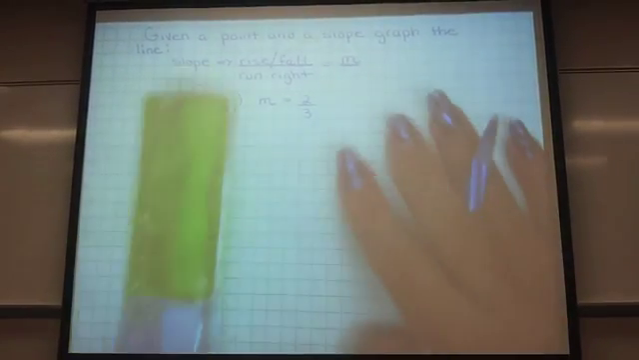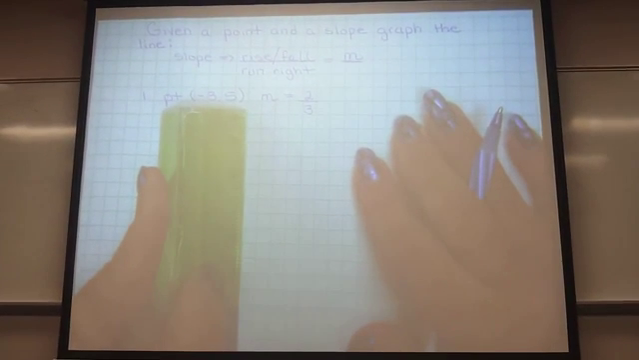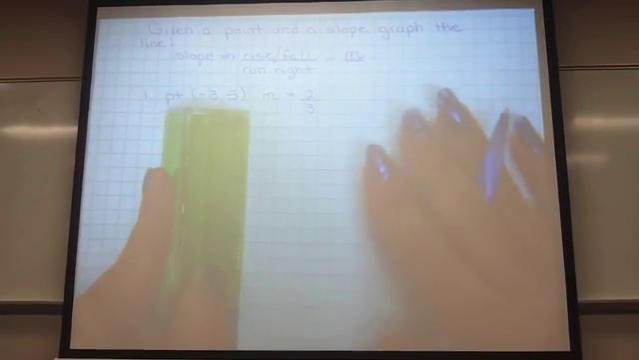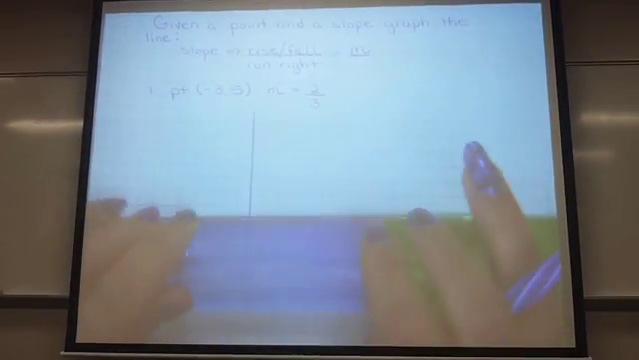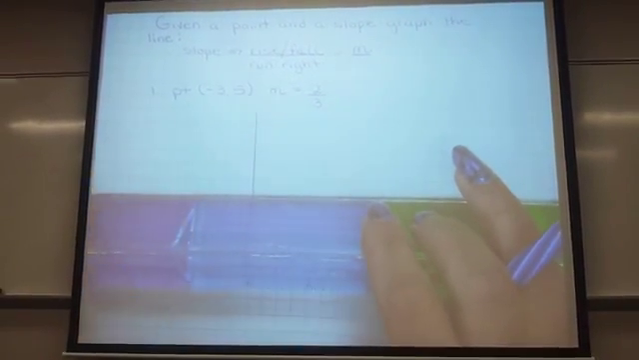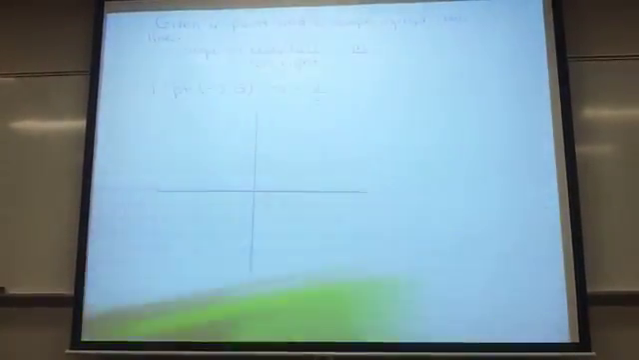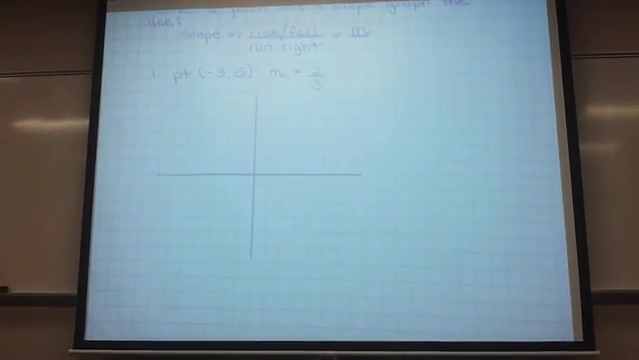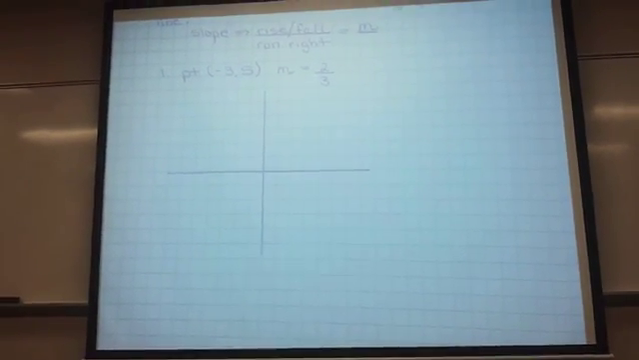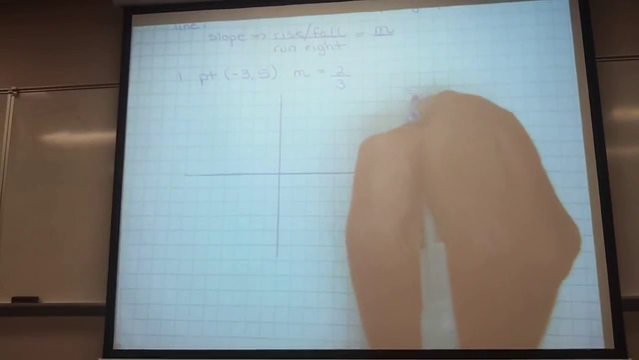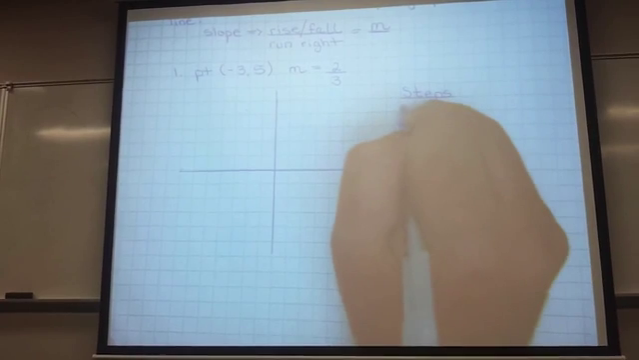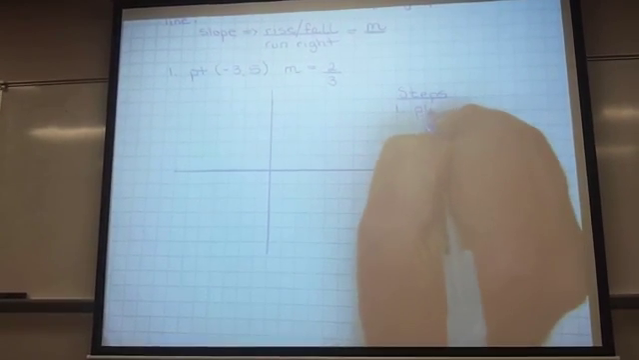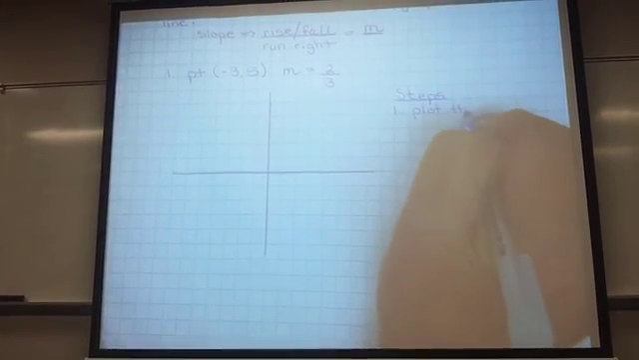I'm going to make myself a graph. There's my graph. The first thing you have to do, I'm just going to put a step here. Steps. Step 1, plot the point, just like we did yesterday. Plot the point.